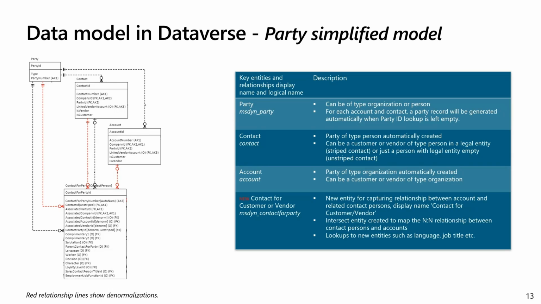For each contact and account created with the lookup party ID left empty, a party record will be generated. Looking at the contact entity, with this entity we are representing persons, including customers, those B2C customers. The attributes on the contact entity can be characterized as party related.